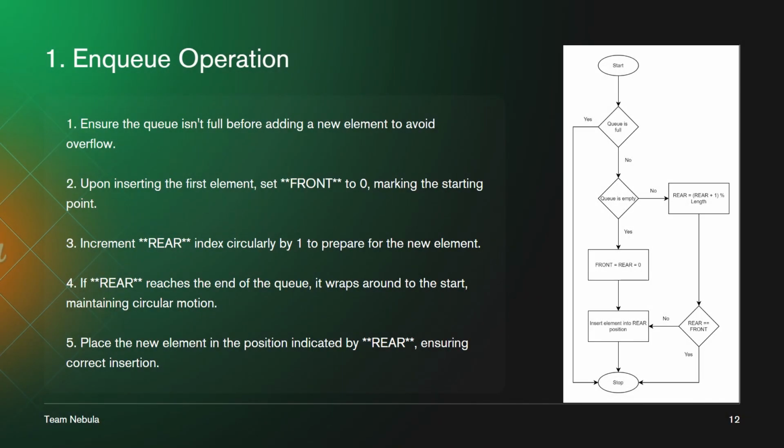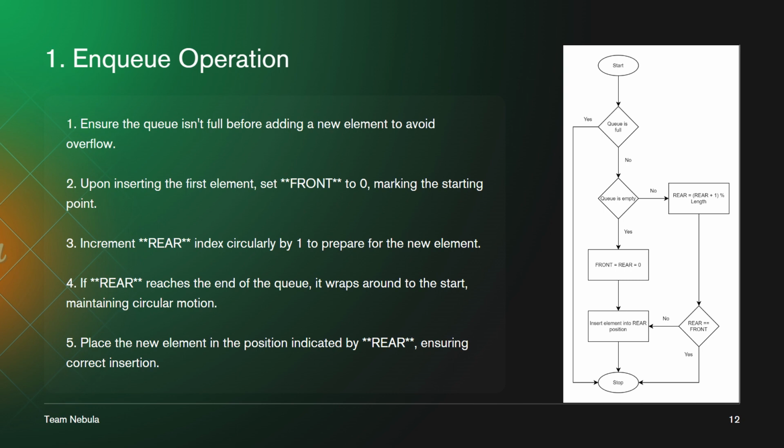NQ operation. First, we need to check if the queue is full before adding a new element. We don't want to overflow it, right? So, when we insert the first element to the circular queue, we set the value of front to 0. It's like marking the starting point.